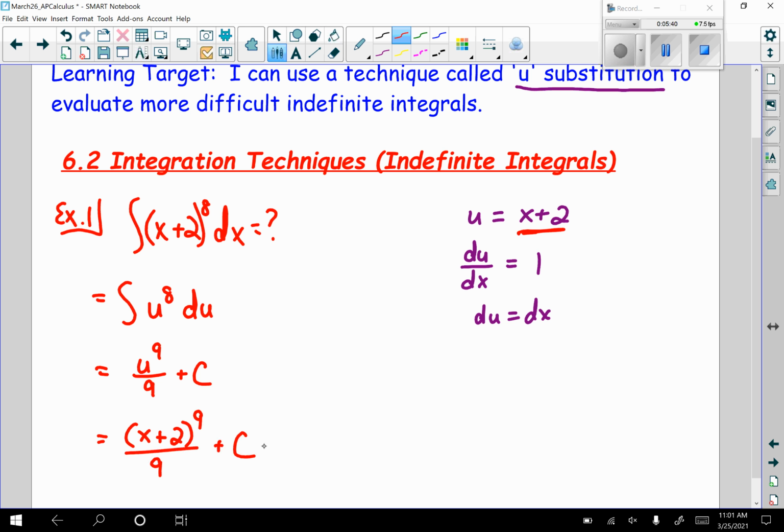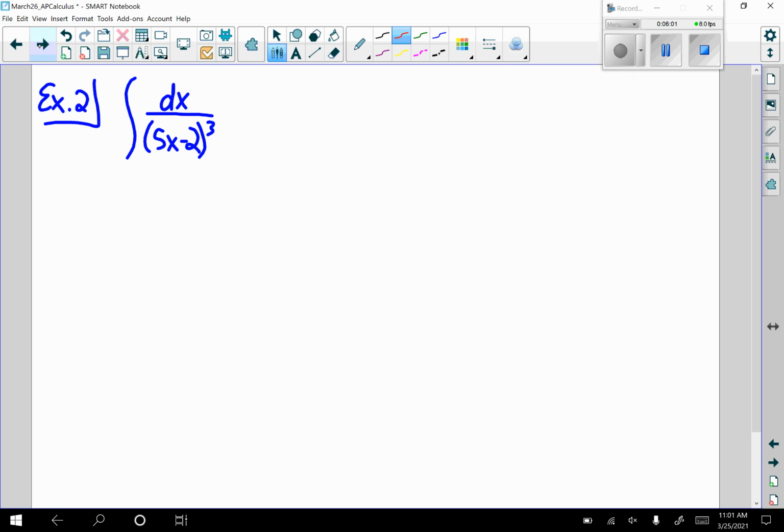Now sometimes u substitution isn't necessary. We may have been able to reason through this one, but chances are, like if there happened to be a chain rule in effect, when say there was a coefficient in front of that x, u substitution is definitely more helpful that way. But that would be the antiderivative for our very first example using u substitution. Let's take a look at another one.